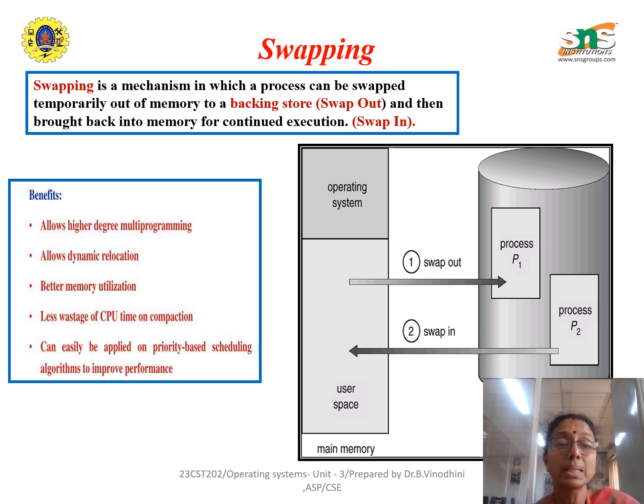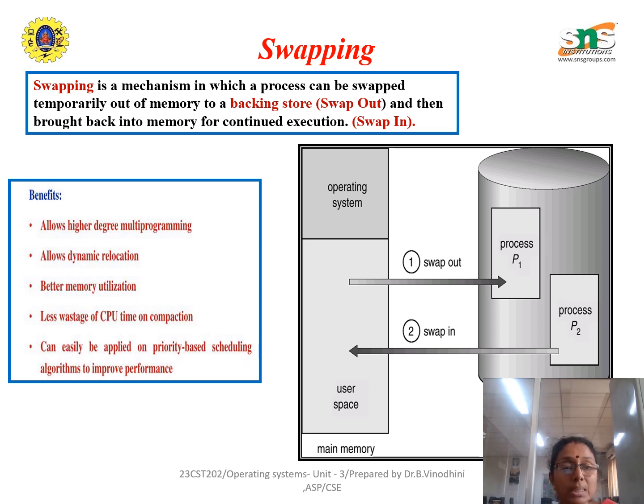Swapping is a mechanism in which a process can be swapped out from physical memory to the secondary memory, and swapped in from the secondary memory to the physical memory at the time of demanding that particular page. So the swapping from physical memory to secondary memory is called a swap out, and from secondary memory to physical memory is called a swap in.